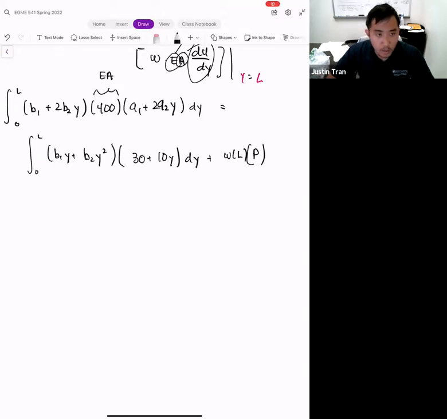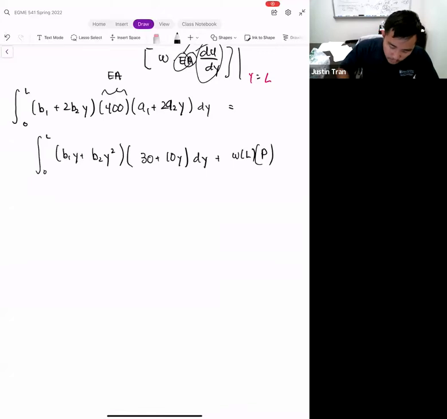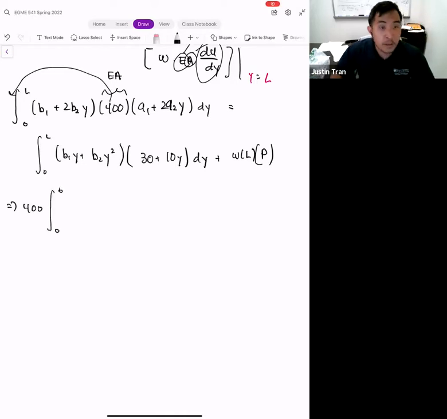And so with the knowledge in mind that L is equal to 6, let's go ahead and evaluate this. Next step, we have 400, this EA. I'm just going to factor it out, integral from 0 to 6. And I'm going to distribute this in a way that keeps the b1 and b2 terms separate. That's going to be important because the b1 terms are going to act as one of our equations for our linear system, and the b2 terms are going to act as the other one.